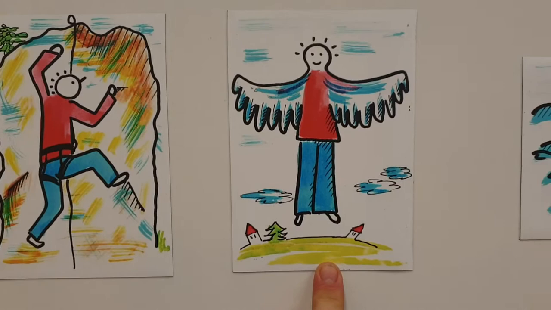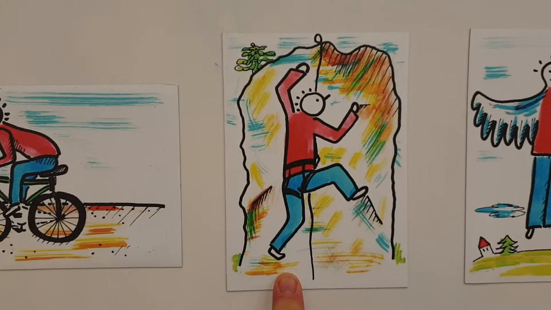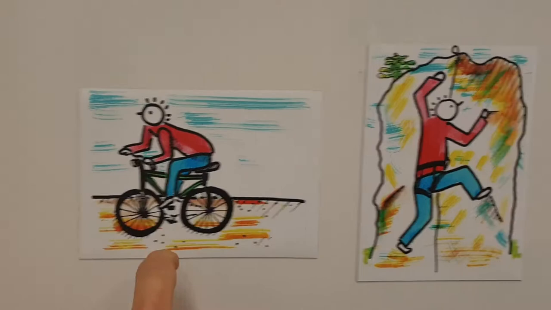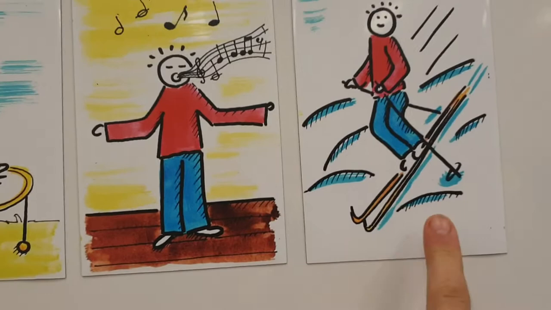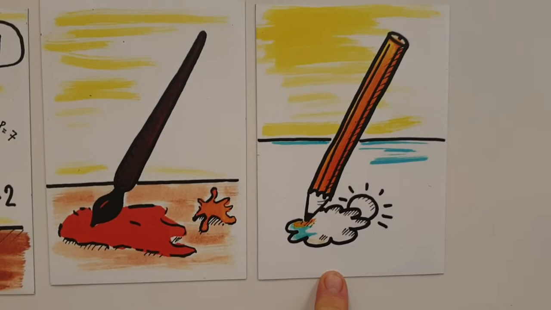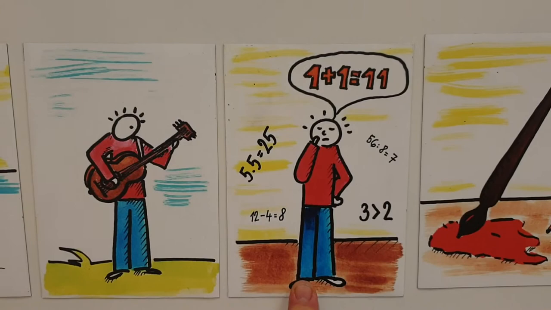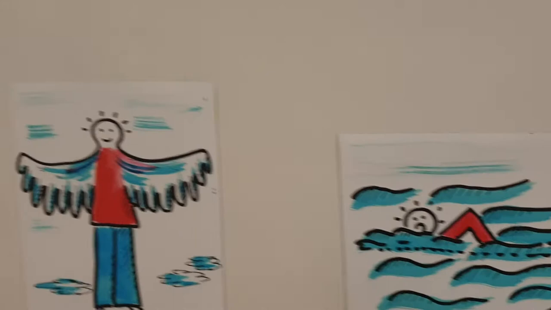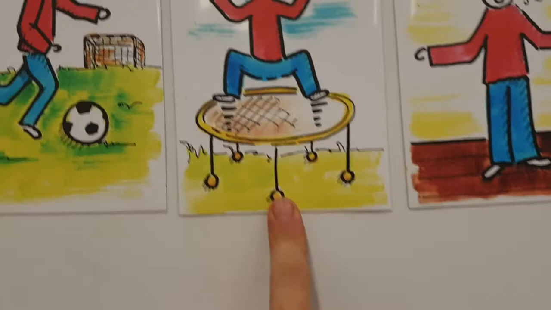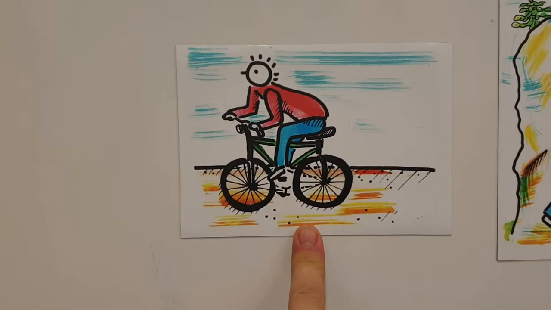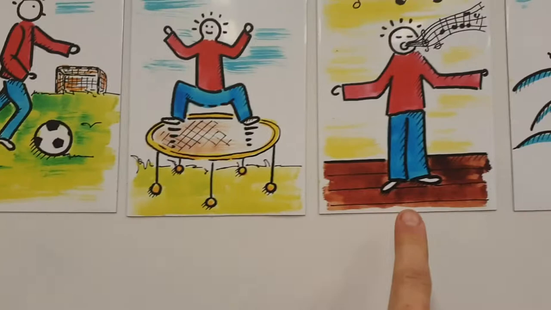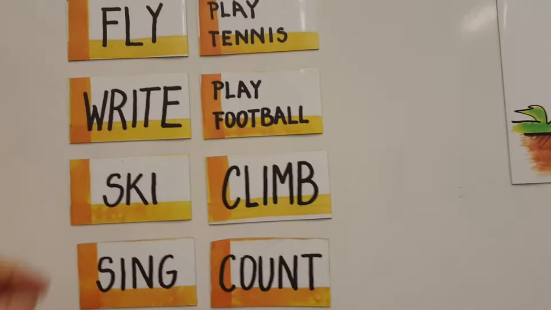Fly. Climb. Ride a bike. Jump. Ski. Draw. Play the guitar. Read a book. Count. Swim, play football, jump, ride a bike, run, sing. Good. Let's look at the word fly.